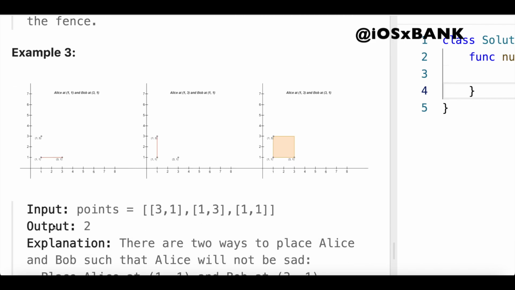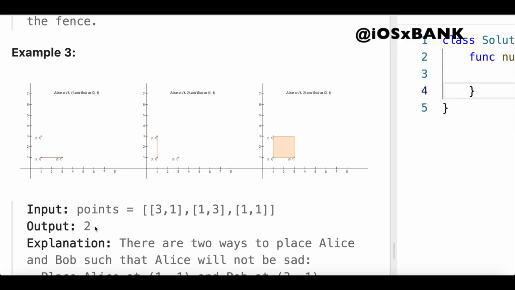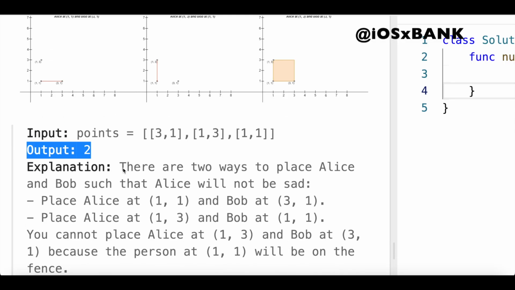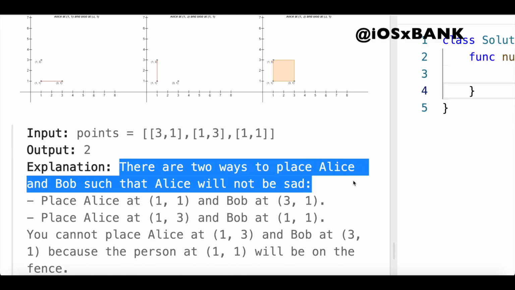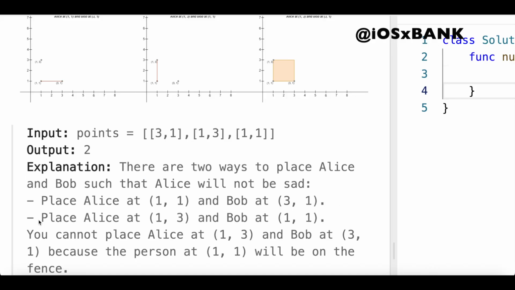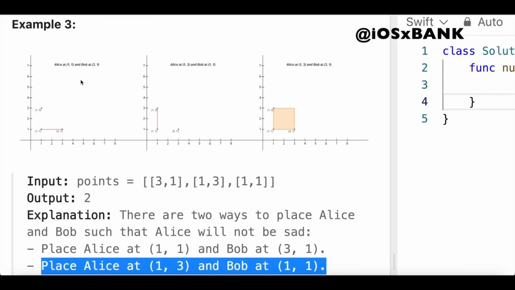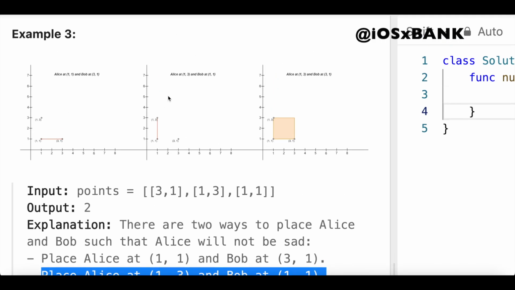So in example 3, we have our input points equals a 2D array of integers. First array being 3, 1, then 1, 3, then 1, 1. This time the output is 2. Explanation says there are two ways to place Alice and Bob such that Alice will not be sad. We can place Alice at 1, 1 and Bob at 3, 1, and we can place Alice at 1, 3 and Bob at 1, 1. So that's these two examples right here, once again with the line.